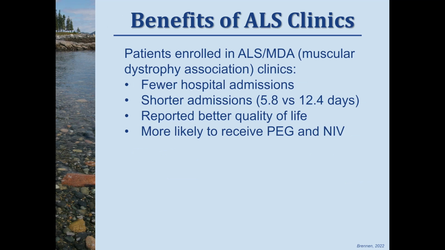We see patients in an ALS clinic have fewer hospital admissions, but when they are admitted, they're shorter admissions. So we're cutting that almost in half, from 12 days down to 6 days. Patients report a better quality of life, and they're also more likely to receive PEG and talk about non-invasive ventilation. Those are things we'll talk about as the lecture goes on, but it's an interesting idea that's coming up more in these interdisciplinary clinics than anywhere else.